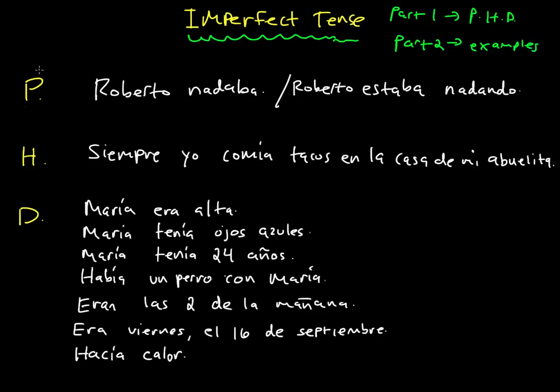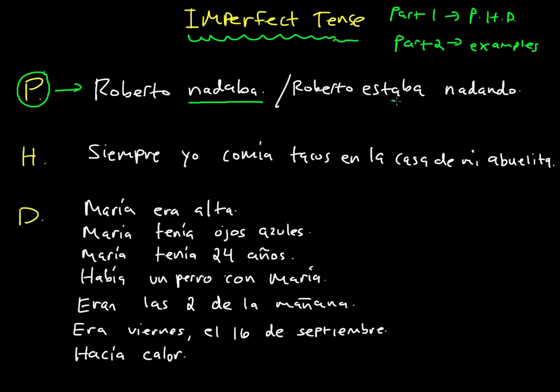So let's start with this P over here. And we already know that P represents an action in progress in the past. So if we look at this sentence, Roberto nadaba, I know that it's an example of P because this here does not tell me when this action started nor completed, okay? Another way to say this sentence is by using the past progressive, okay?